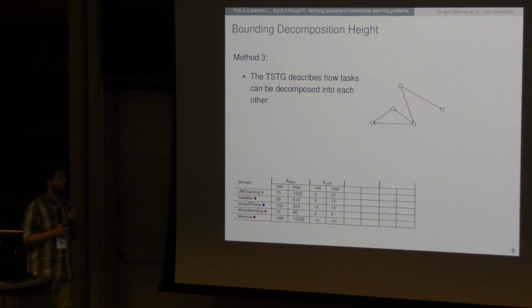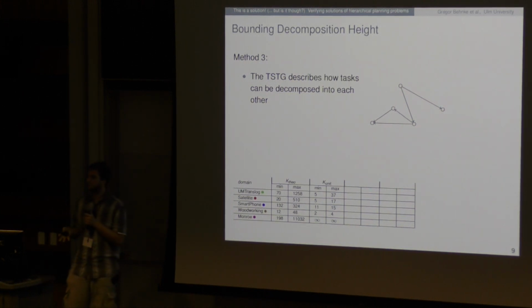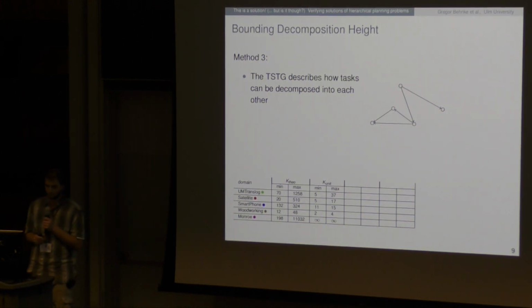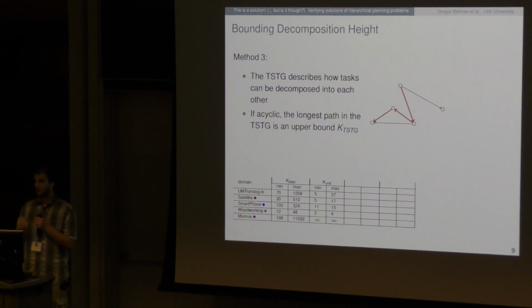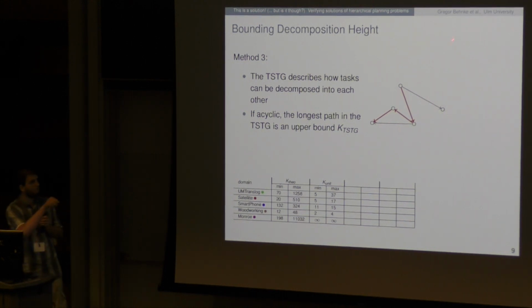The third method is based on a graph structure we call task schema transition graph, which is somewhat related to the domain transition graph from classical planning, which is a structure that tells you for 2 abstract tasks whether there is a method decomposing this task leading to another one. You can easily compute this for any planning domain you're given, and then look for acyclicity. If this graph is acyclic, you can apply at most as many decompositions in a row as the longest path of this graph is long.